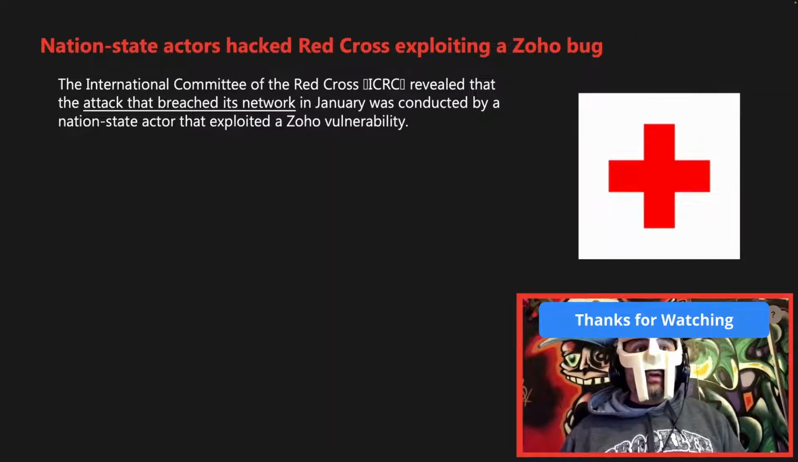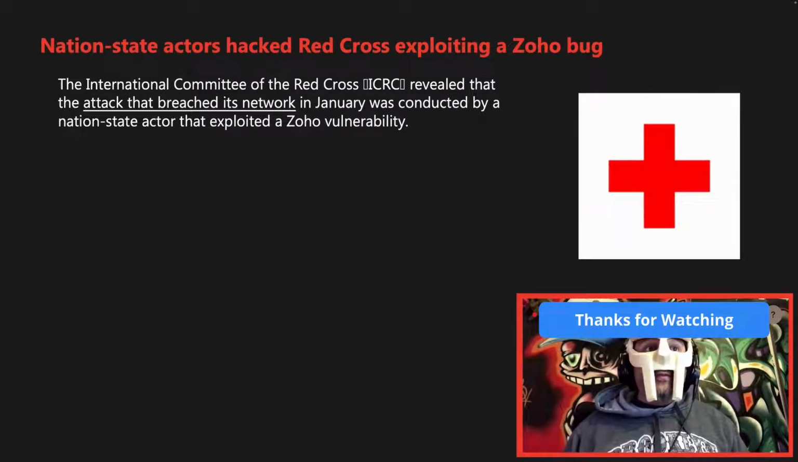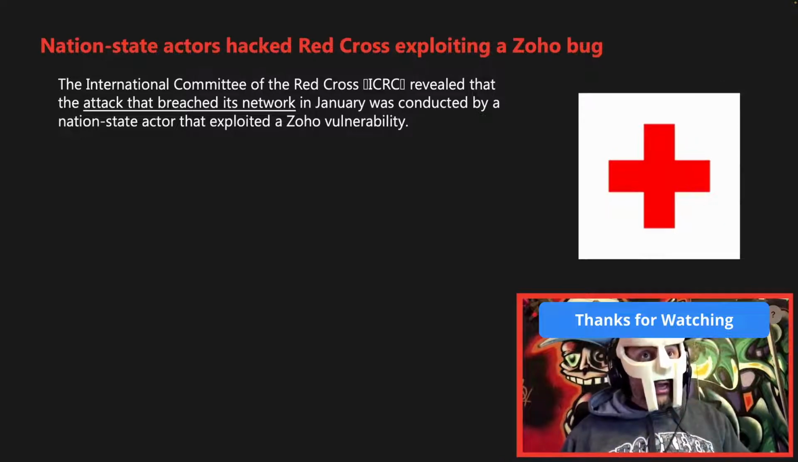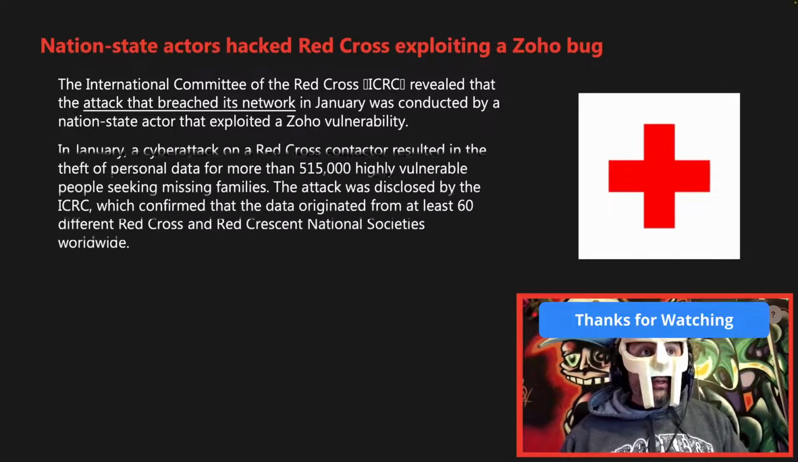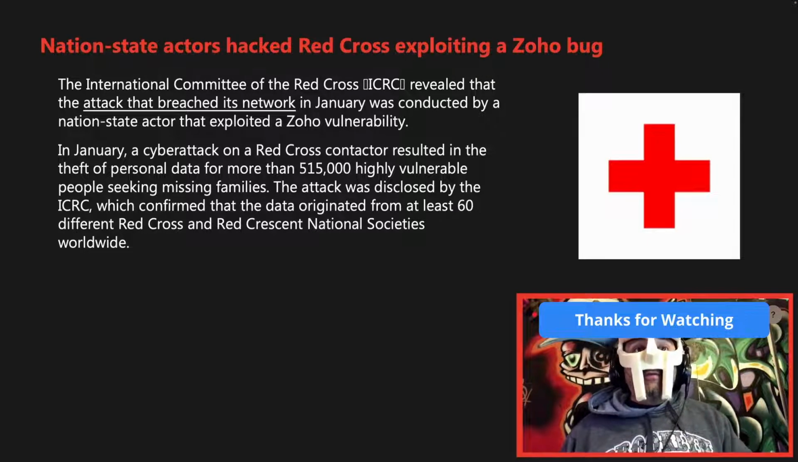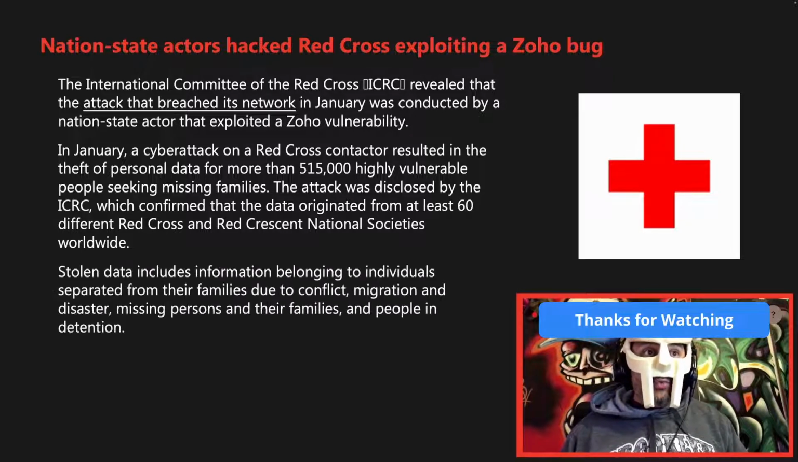The International Committee of the Red Cross revealed that the attack that breached its network in January was conducted by a nation-state actor that exploited a Zoho vulnerability. In January, a cyber attack on a Red Cross contractor resulted in the theft of personal data from around 515,000 highly vulnerable people seeking missing families. The attack was disclosed by the ICRC, which confirmed that the data originated from at least 60 different Red Cross and Red Crescent national societies worldwide.